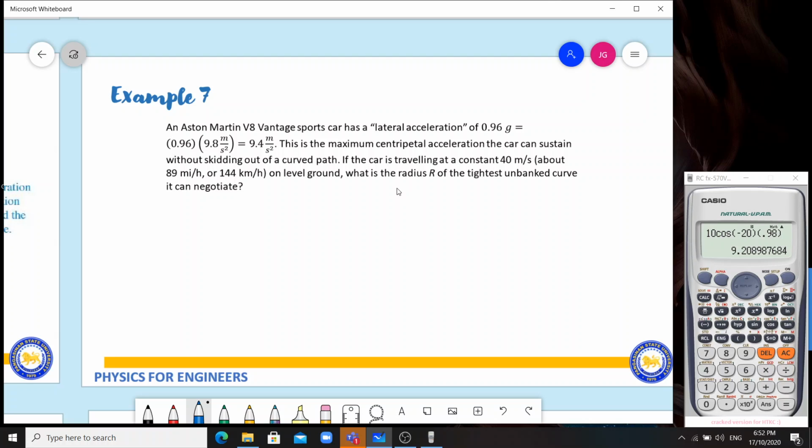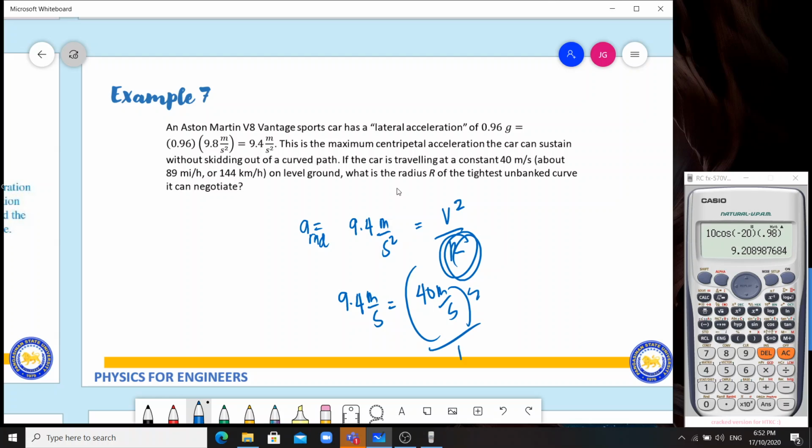Kung ito yung acceleration niya, binigay na niya yung acceleration na ARAD, 9.4 meter per second squared. Ano daw yung radius? So, malamang 9.4 meters per second squared equals sa 40 meters per second squared over the radius. So, ang radius natin is equivalent sa 40 meters per second squared over 9.4 meters per second squared.